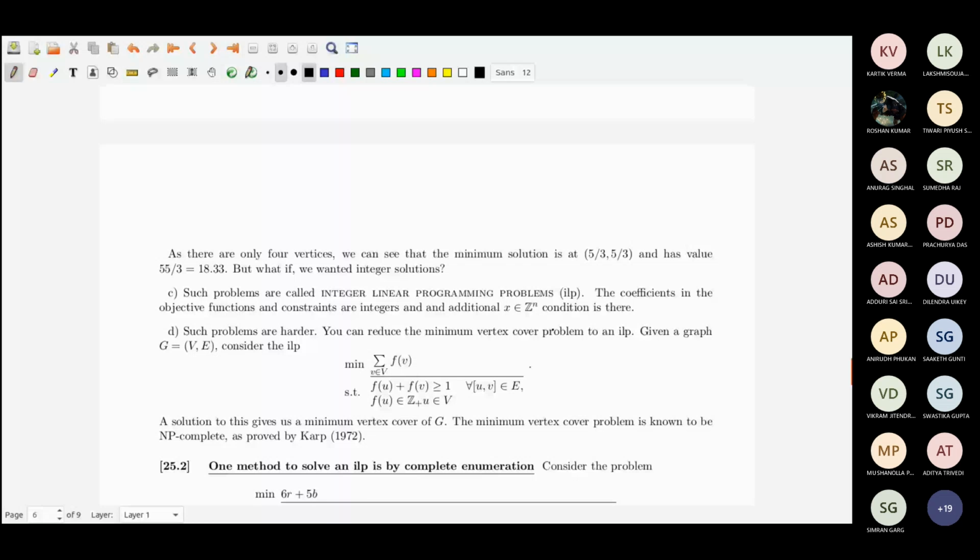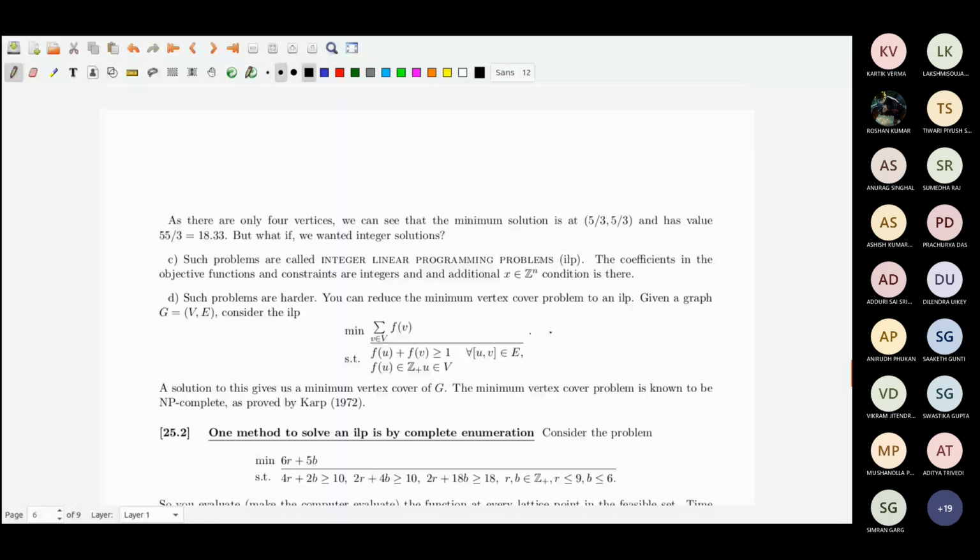Integer linear programming problems can easily be seen as very, very hard. In fact, the minimum vertex cover problem, which is known to be NP complete, can easily be reduced to this problem by doing this formulation. What does this formulation say? The formulation says that assume that you have to give zeros or 1. Okay, 0, 1, 2, 3, 4, whatever you want to give. Actually it ultimately turns out to be 0 and 1 only.